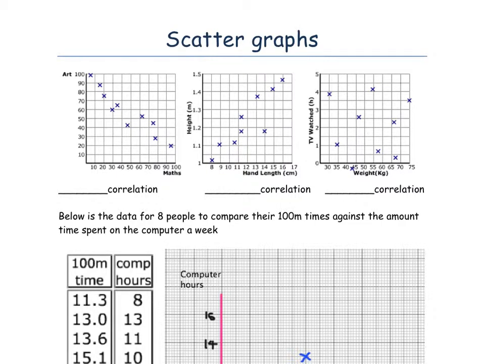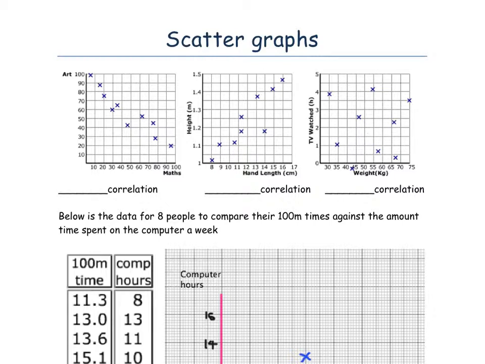Scattergraphs. We use scattergraphs to see if there's any link between two different things. For example, if we're looking at the scores in an art test against the scores in a maths test, you might find that there was a link between a pupil's art score and their maths score, or their French and German score. Or it could be that there could be a link between the number of ice cream sales against the temperature. A scattergraph is where we take our two variables and plot them onto a graph, and we see if there's any link between the two different things.